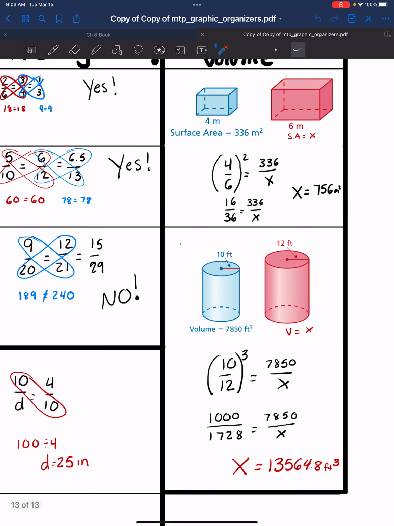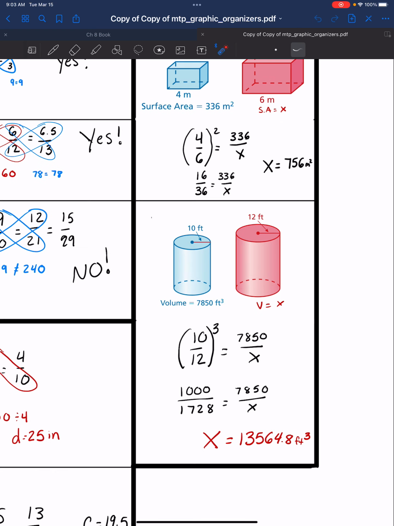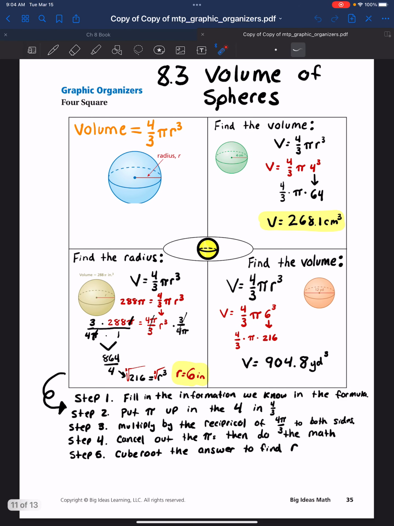After we did that math, we just cross-multiplied. We found the surface area. Down here, volume is the exact same thing. You set up a proportion based on what they gave you. So 10 is to 12 as 7,850 is to unknown. But this time we cubed it because we're trying to find the volume. Volume is always cubed. All right, and that was it. Those were all of our notes that we needed and used.